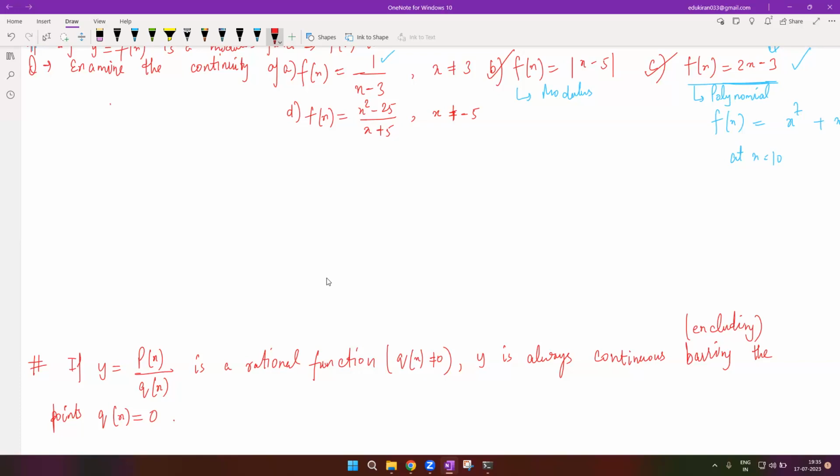Okay, what is a point of discontinuity? Where the function is not continuous. Like in question number A. For D, I'm asking right now. What will be the point of discontinuity? Like for A, the point of discontinuity is x equals 3. At x equals 3, this function is not continuous.